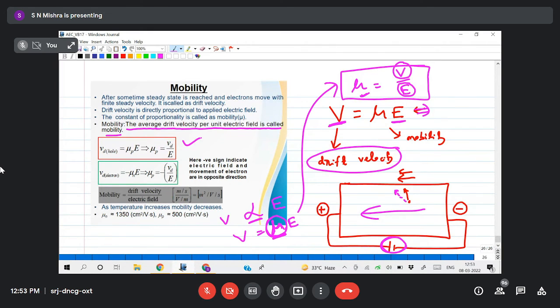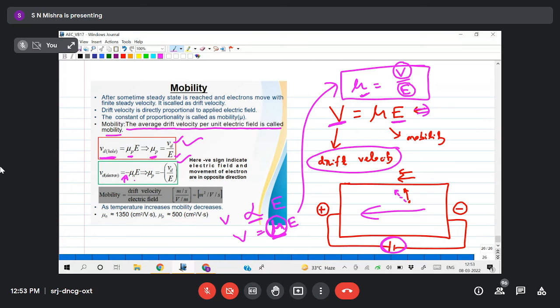Now, for hole and electron, there is a little bit of difference. The negative sign is here. For hole, you can see here the drift velocity Vd is written as mu p into E. So mu p defines the mobility of hole, and mu p equals Vd by E. That means it is the average velocity of the hole divided by the electric field, and that is mobility.